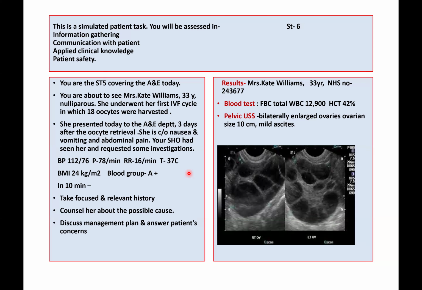I am so sorry, Kate. You have had a difficult time. But do you have any drug allergy? No allergies. Okay, Kate. Let me know when you feel comfortable to continue the consultation. Okay, yeah, you can carry on. Okay, Kate. I can understand from your clinical notes you have undergone your first IVF cycle and ovum have been picked up, and after that you have tummy pain. Am I right? Yes.